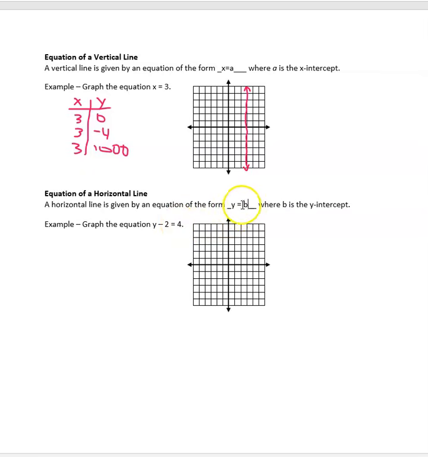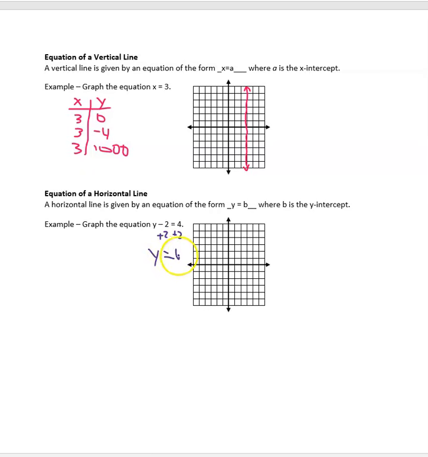Now notice it doesn't look exactly like y equals b, but what I do notice about it is that it does not contain an x variable. So that tells me that I'm working with a horizontal line because it only has the y variable. And in order to graph it, all I have to do is to get it in this form. So I need to add 2 to both sides so that I get y by itself. And then I will be able to graph the equation. So I get y is equal to 6.